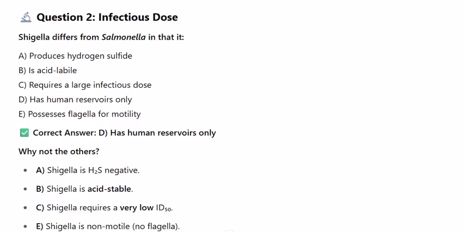Why not the others? A. Shigella is H2S negative. B. Shigella is acid stable. C. Shigella requires a very low ID50. E. Shigella is non-motile, no flagella.